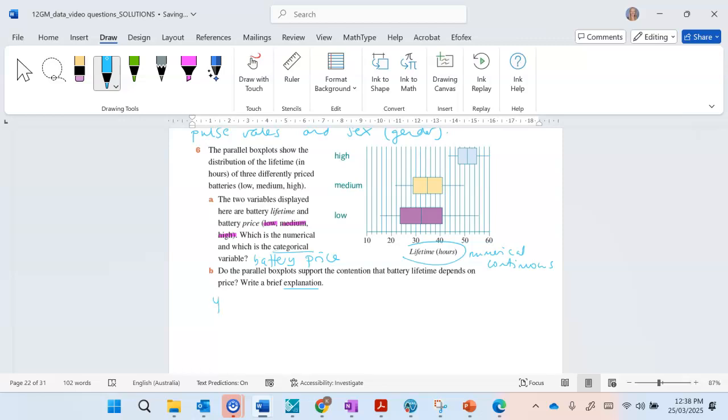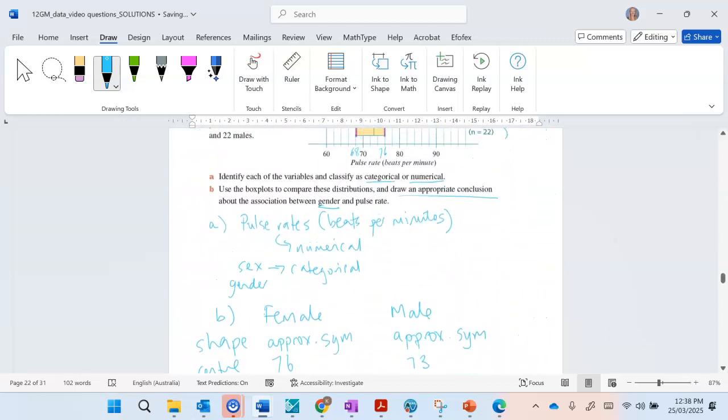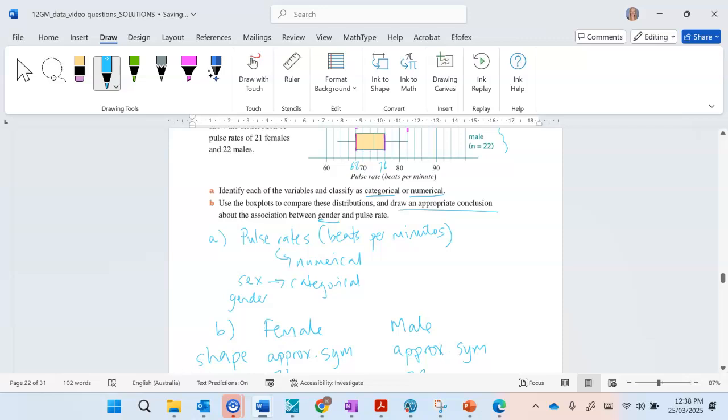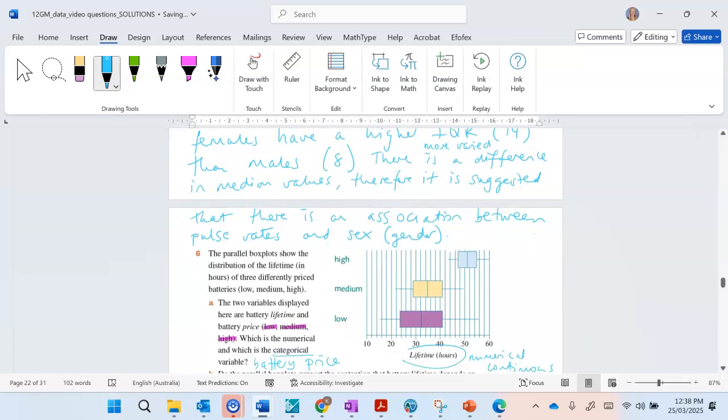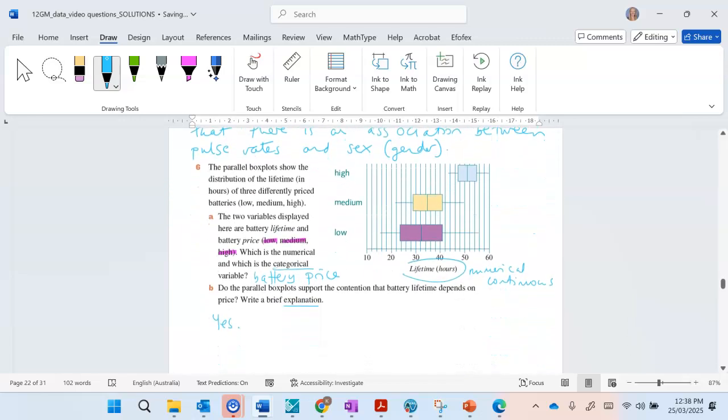For this one it is yes. And you got to say why. So there is a difference in medians. That's all you have to do. You don't need to go and write a big summary like I did here, because that was different, we were making a comparison between the distributions. So we needed to comment on shape, center, and spread. When you're just seeing if it supports a contention, then you can just refer to the medians.